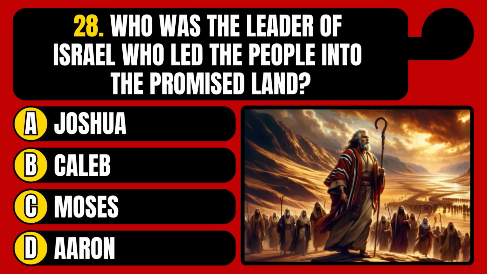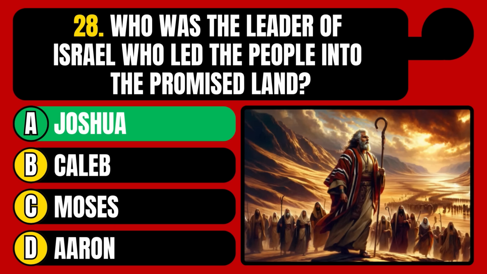Who was the leader of Israel who led the people into the Promised Land? Joshua, Caleb, Moses, or Aaron? The correct answer is option A, Joshua.